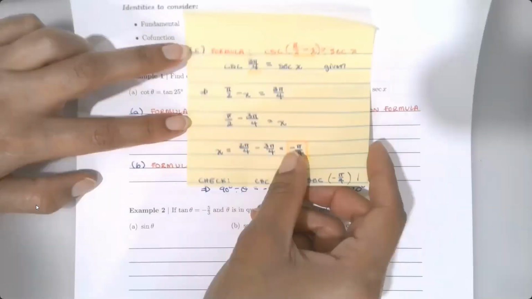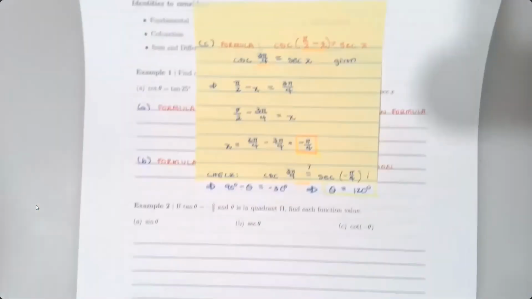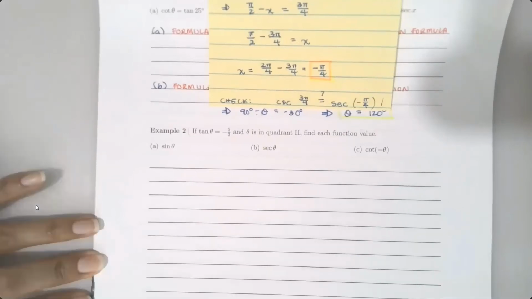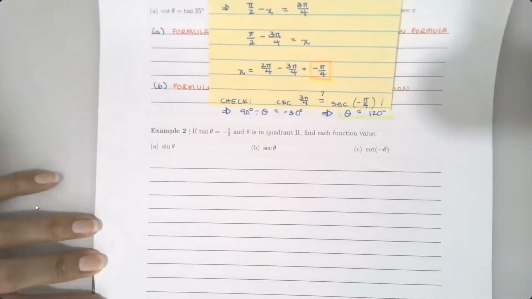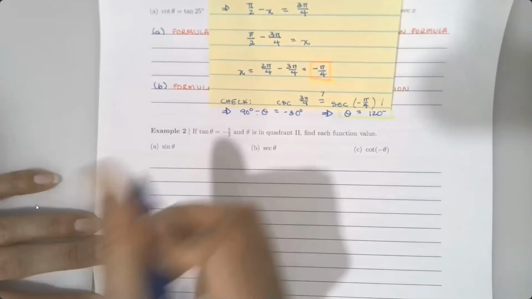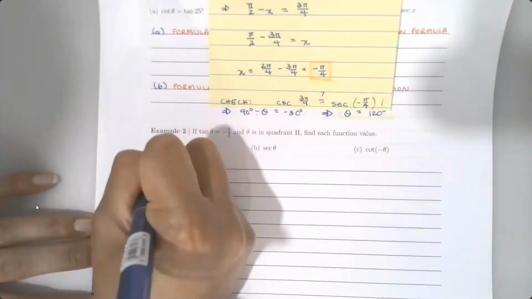We're going to move away from example number 1 in the cofunction formulas, and now take a look at sum and difference and fundamental. Okay, so example number 2 is telling us if tan of theta is negative 5 over 3 and theta is in quadrant number 2, find each function value. For these types of problems, it's always a good idea to first draw the given.